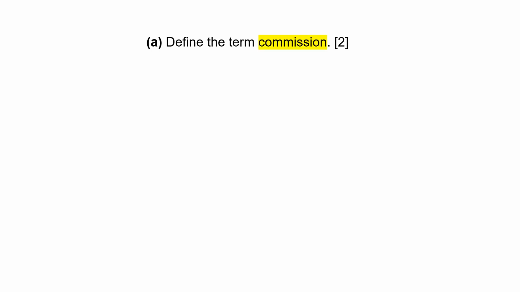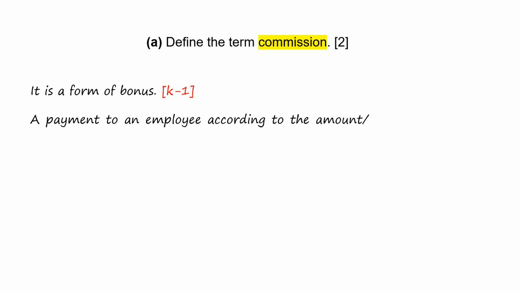Business terminology is commission. Again, we are being awarded 2 marks. So the 2 marks, c'est for providing clear understanding of the given concept. Suppose a student has written, it is a form of bonus. So the student will get only 1 mark for knowledge skills. So to get full 2 marks, the student will have to write commission.